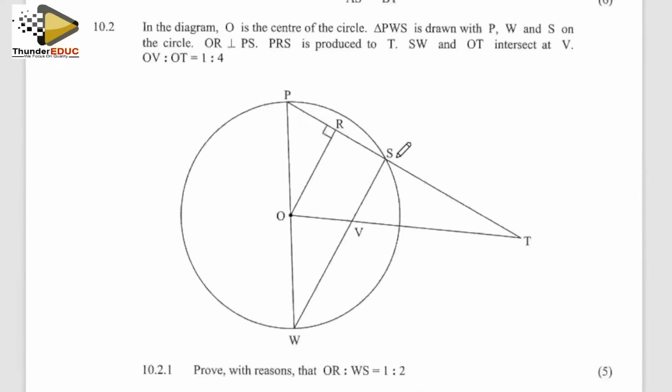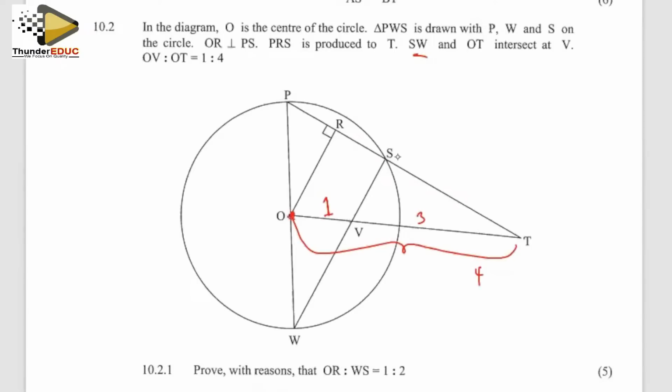Then 10.2. In the diagram, O is the center of the circle. PWS is drawn with P, W, S on the circle, OR is perpendicular to PS, and is produced to T. SW and OT intersect at V. OV, okay, and OT. That's 4, which means that's a 3. Can we prove with reasons why the ratio of OR to WS is 1:2?